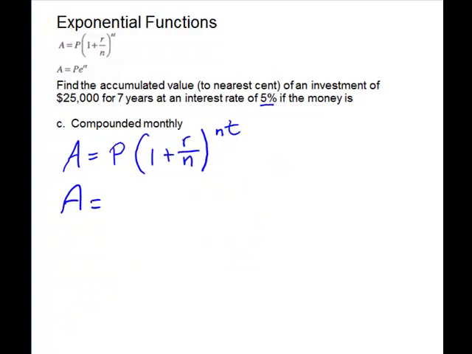Next, we're going to compound monthly on the same problem. So our principal is still the same, 25,000.